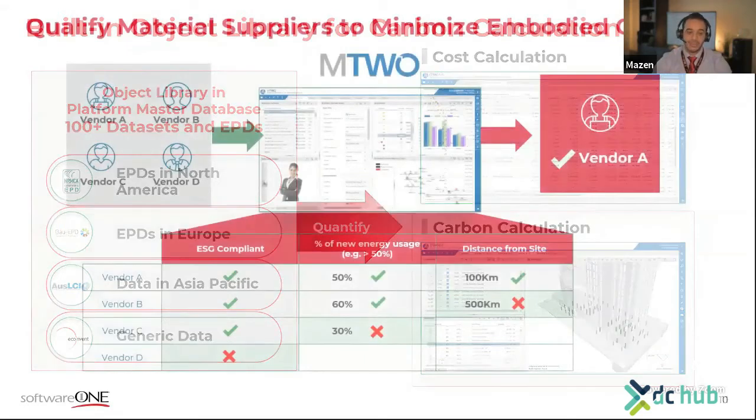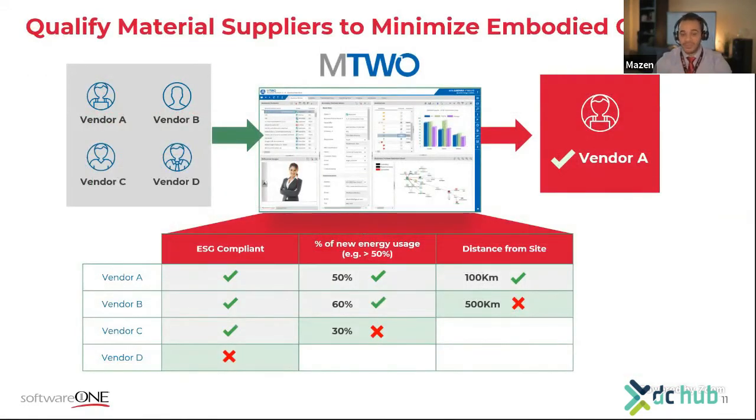We've been able to qualify our material suppliers to minimize the embodied carbon through a business partner management capability based on different metrics like ESG compliance, for example, or percentage of energy usage, or distance from the site. And during this evaluation process, you will be able to select the best vendor for your projects.